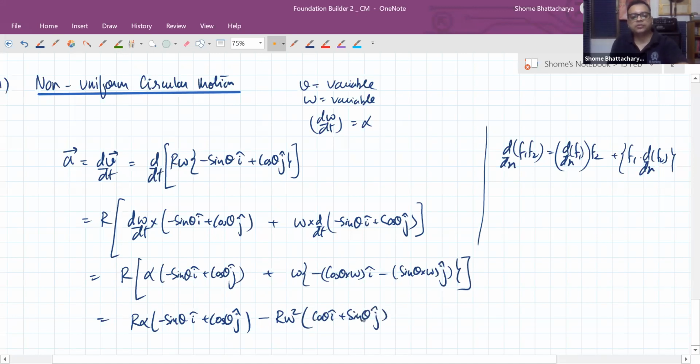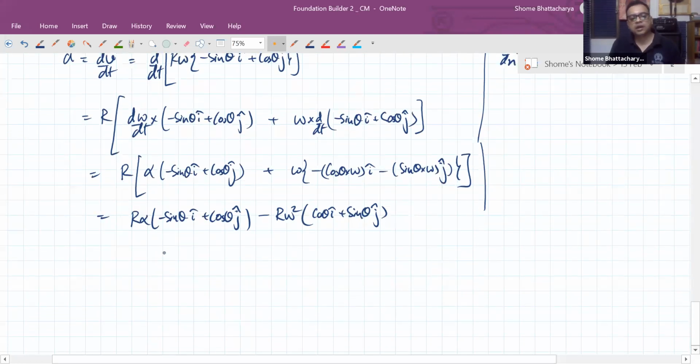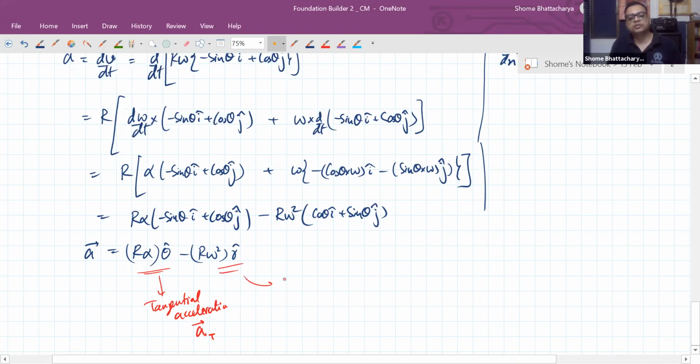Okay. And now finally you can see that this is nothing but the tangential unit vector, and that one is nothing but the radial unit vector. So this is r alpha into theta cap, and this is nothing but minus r omega square into r cap. So the acceleration now has two components. So this is what we call the tangential acceleration, and this is what we call the centripetal acceleration.